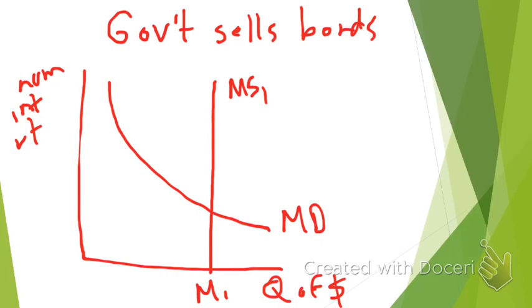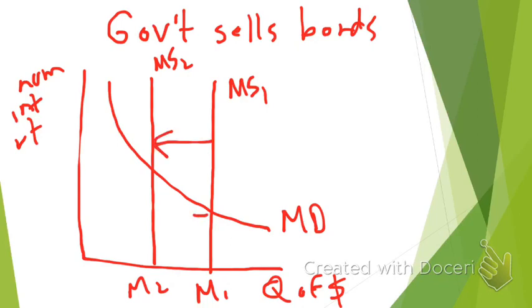In the money market, if they sell bonds, that means they accept money from private individuals and banks and give them a bond, so that takes money out of the economy. So that's going to decrease the money supply. So we would be at M2, and that's money supply 2, right? That's a decrease.